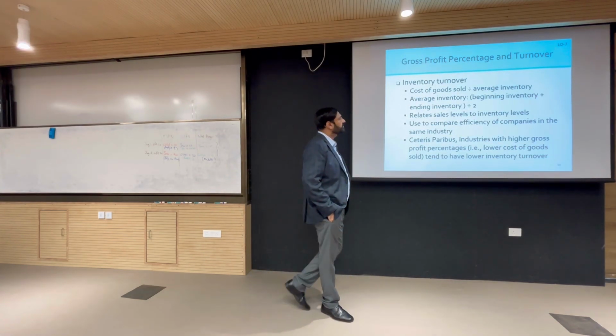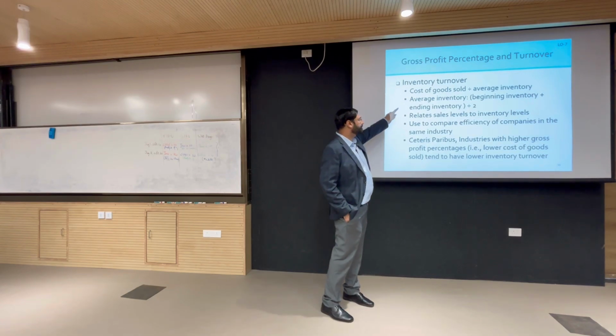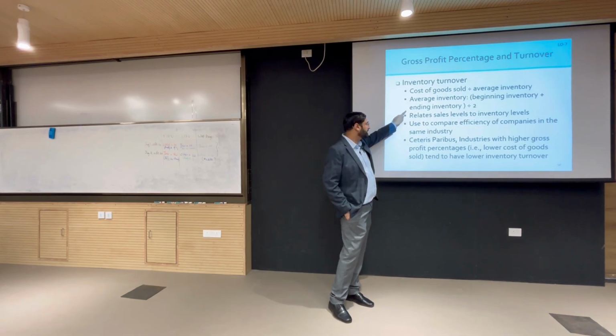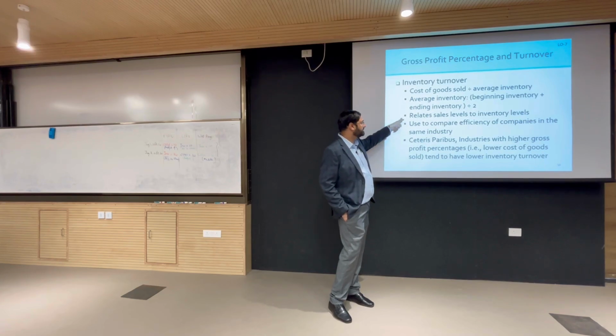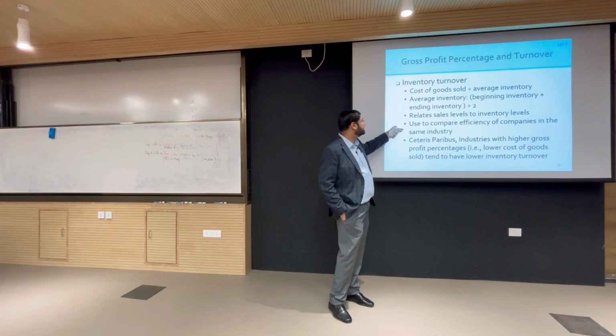Inventory turnover, we already know, is cost of goods sold upon average inventory. Average inventory is opening stock plus closing stock divided by 2. It relates sales levels to inventory, and it is used to compare efficiency of companies in the same industry.